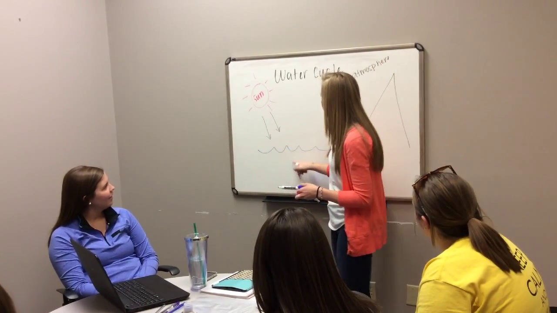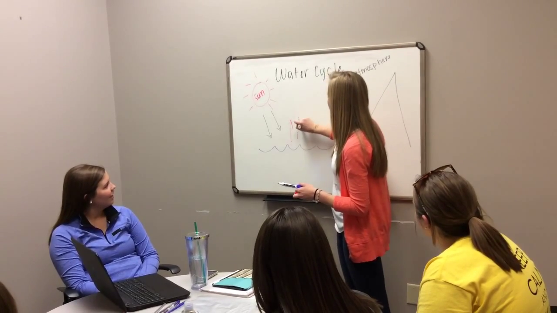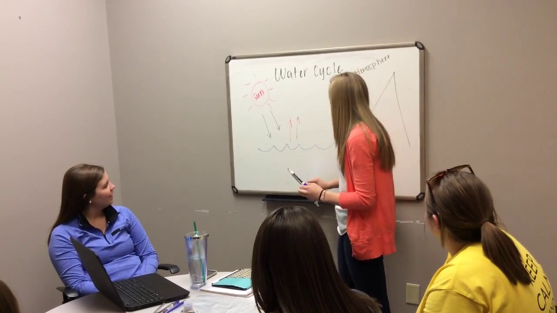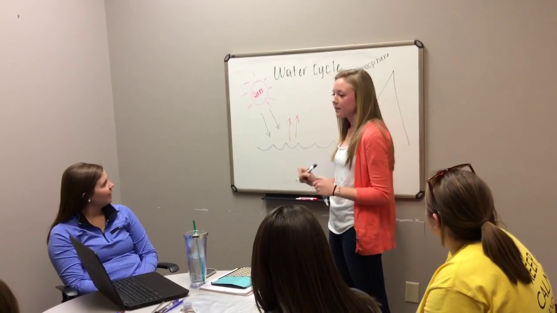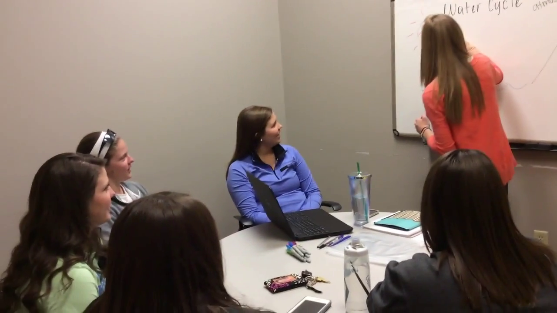Okay, so as the water heats up, it moves into the atmosphere, it turns into water vapor. And these red arrows show that the water is heating up. So when it turns into water vapor, this is called evaporation. Can everyone say that with me? Evaporation.